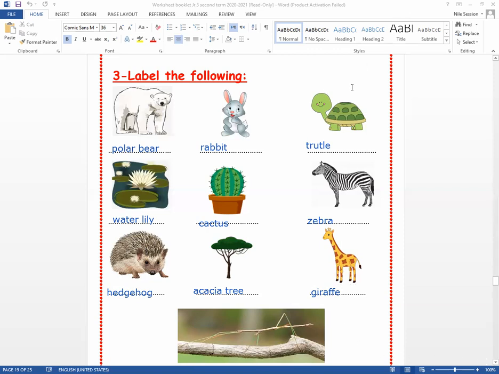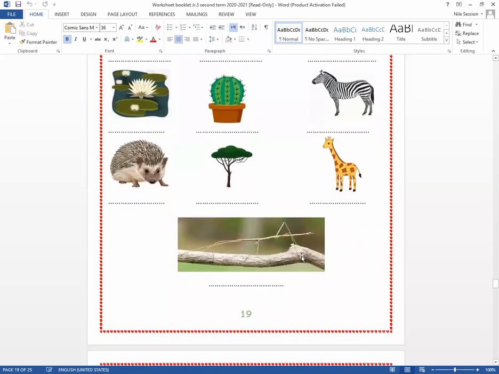Okay. Have you finished? Okay. Here we have the last picture. What is this? Yes, super. The stick insect. The stick insect has what? A stick shape, like this stick. Yes, to blend in and hide from its enemies. Okay, Junior 3, have you finished? Okay, super. Turn the page.